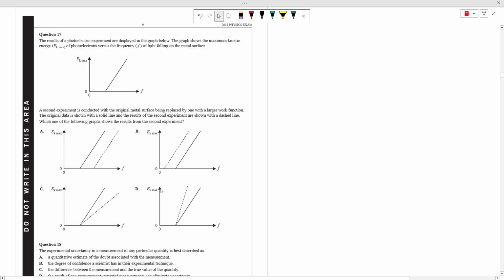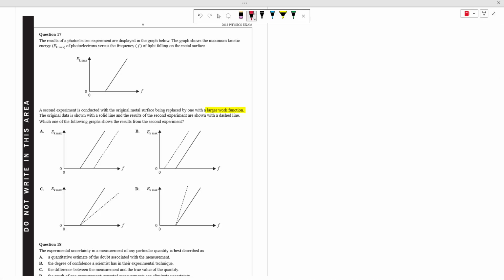Question 17. The results of a photoelectric experiment are displayed on the graph below. The graph shows the maximum kinetic energy of photoelectrons versus the frequency f of light falling on the metal surface. So this is your kinetic energy versus frequency graph. There's that nice straight line that we are familiar with. A second experiment is conducted with the original metal surface being replaced by one with a larger work function. The original data is shown with a solid line, and the results of the second experiment are shown with a dashed line. Which of the following graphs shows the results from the second experiment?